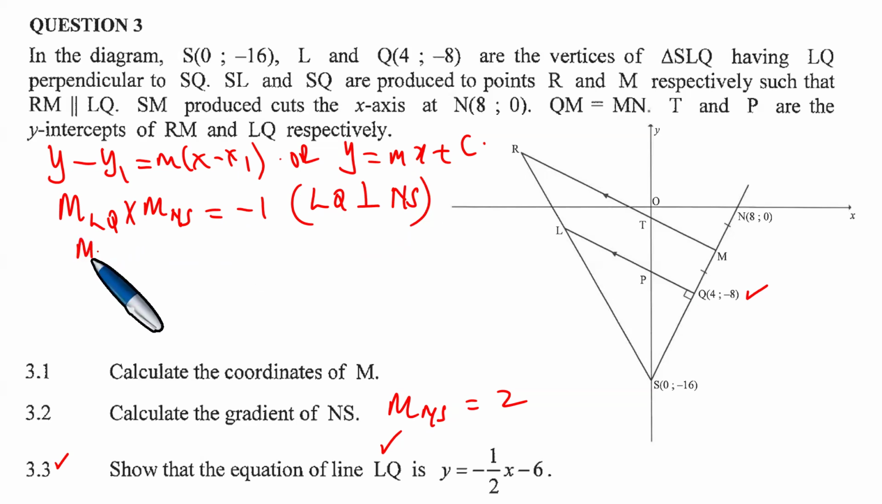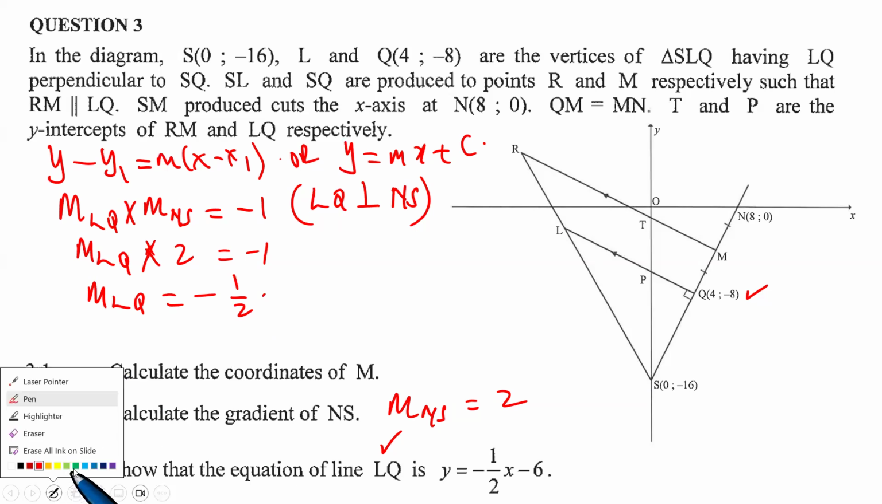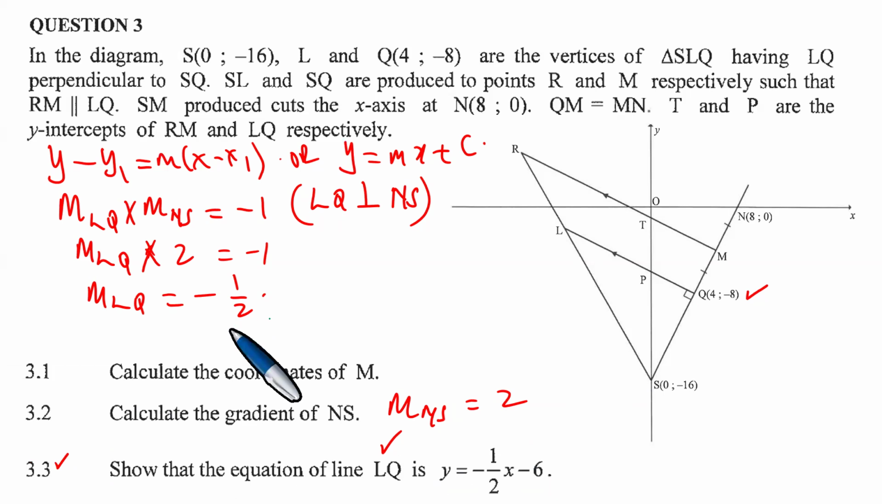What is the gradient of LQ? The gradient of NS is 2. So the gradient of LQ is -1/2. The gradient of LQ is therefore -1/2. Why? Because if two lines are perpendicular to each other, like LQ is perpendicular to NS, then if you multiply the gradients, you get -1.